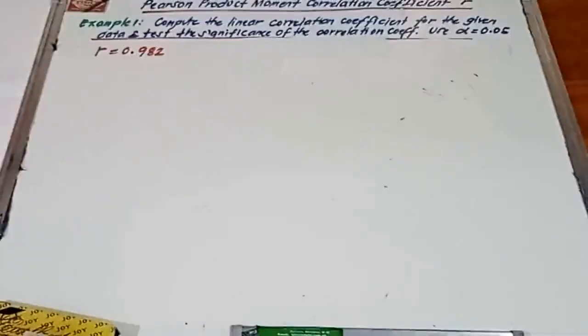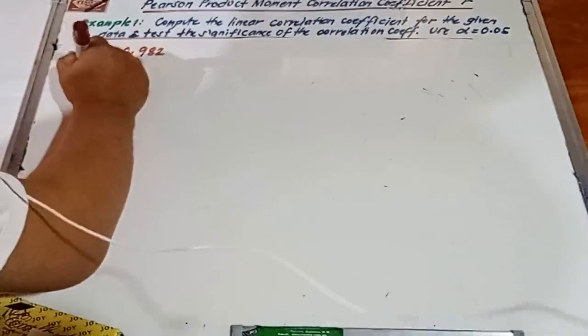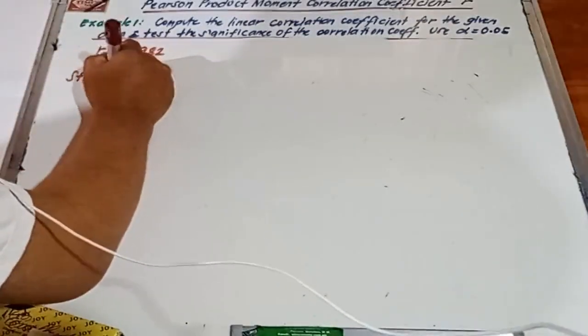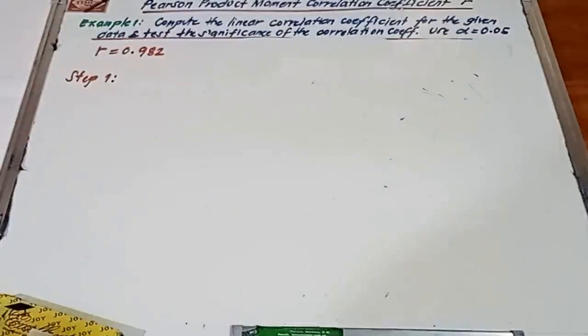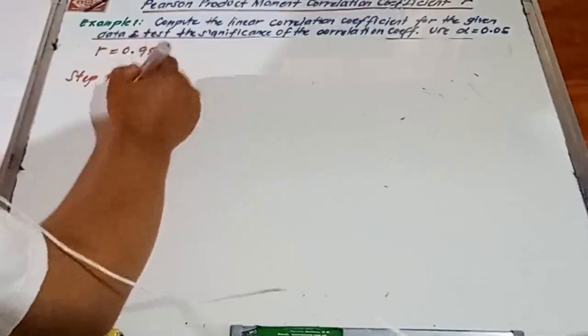Now, the first step in testing the significance of the correlation coefficient is to write the null and alternative hypothesis. Okay? So, that is our step number 1. Paki-check na lang yung aking video in testing the significant correlation coefficient. Okay? So we have step 1, lagay natin yung null and alternative hypothesis.